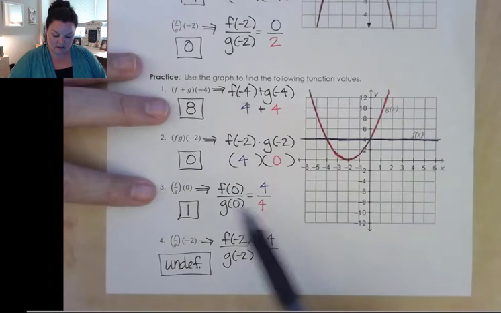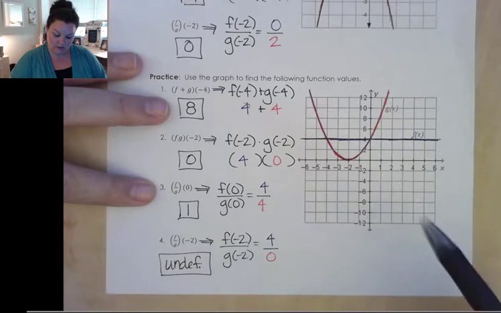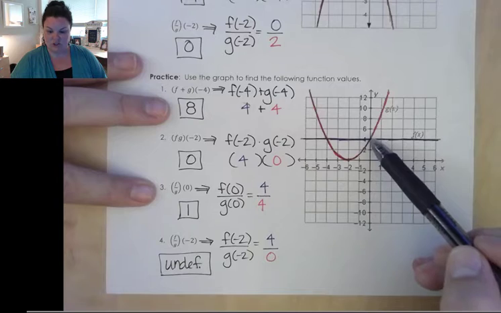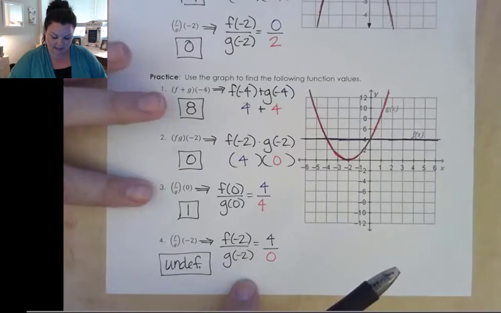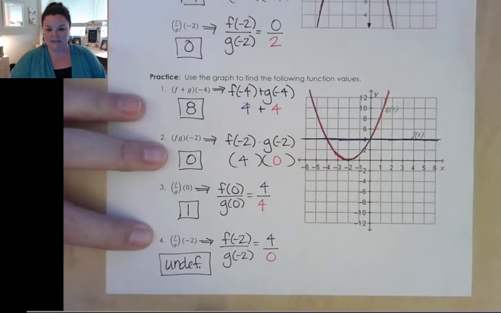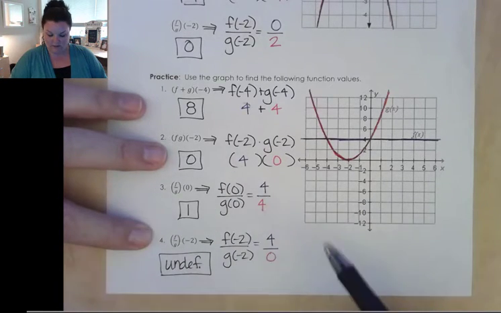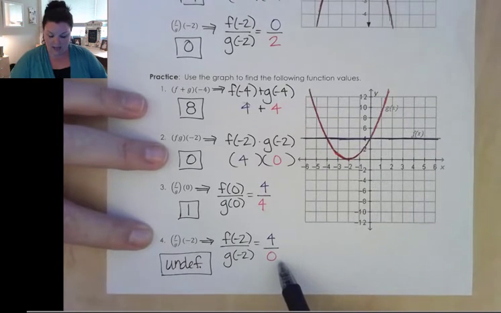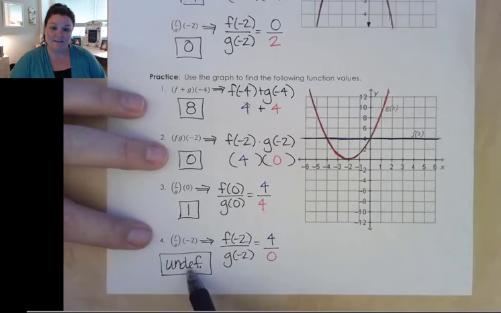Number 3, we're doing the quotient evaluated at x equals 0. So at x equals 0, f is up at 4, and so is g. So 4 over 4 gives me 1. And then my last one is also a quotient at negative 2. And if you notice, we already found the negative 2 values. So f of negative 2 was 4, g of negative 2 was 0. And when we divide those, the zero's underneath, so it's undefined.